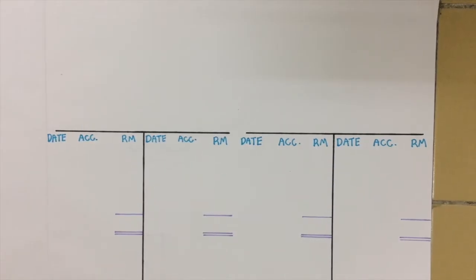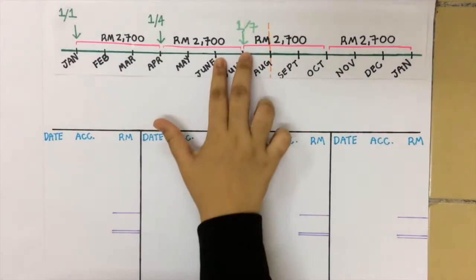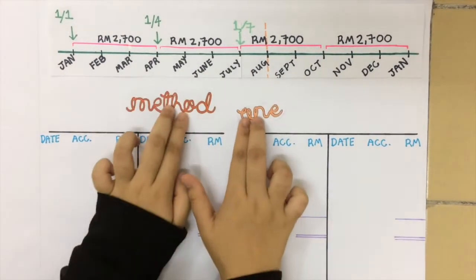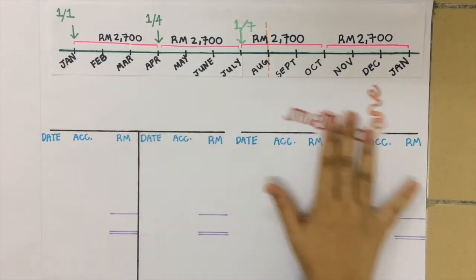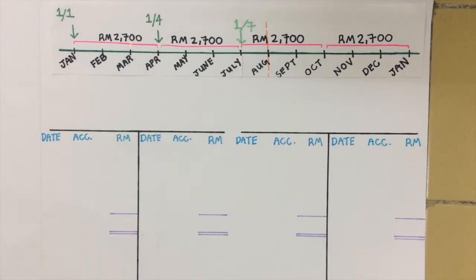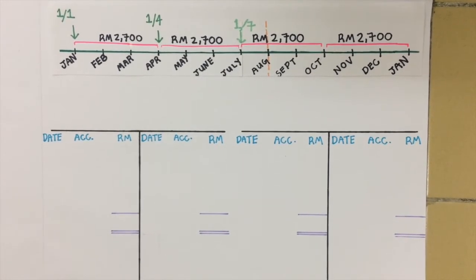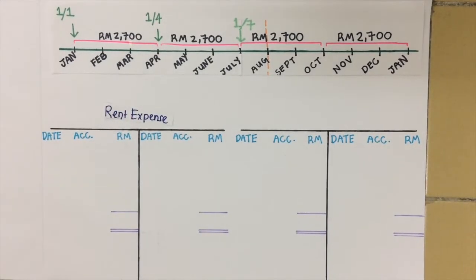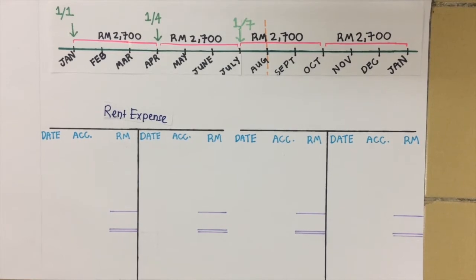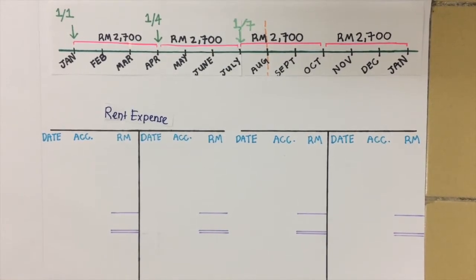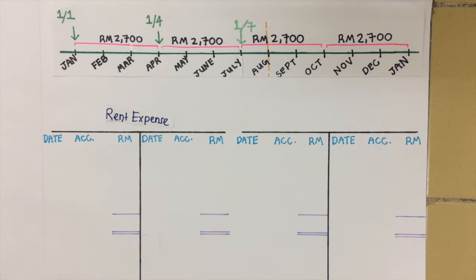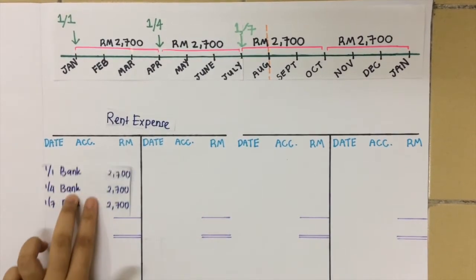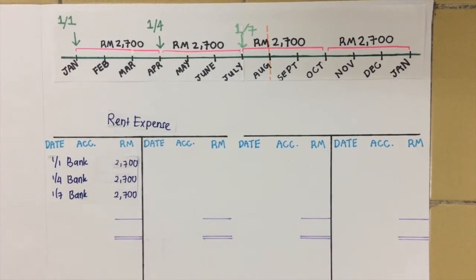By using the timeline we made earlier, I'll explain to you how we are going to record this transaction using the first method. For the first method, we open the rent expense account. This account is categorized as an expense, and the important thing you want to understand when recording this transaction is what goes into the debit and what goes into the credit side. Let's take a look at the debit side. Here we are going to record all payments that have been made. Since we paid at the beginning of every 3 months, we'll write it as the following.